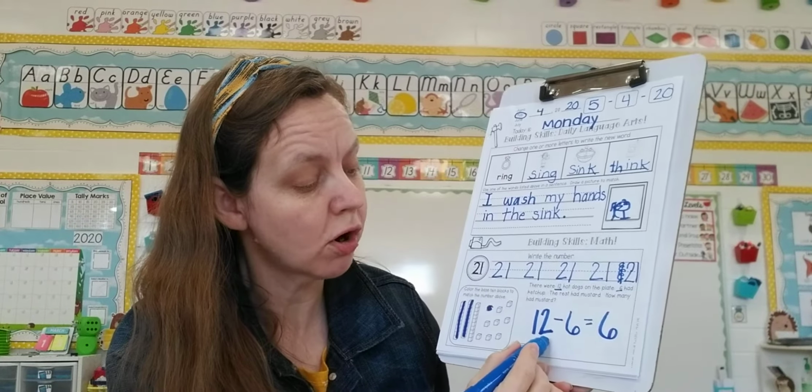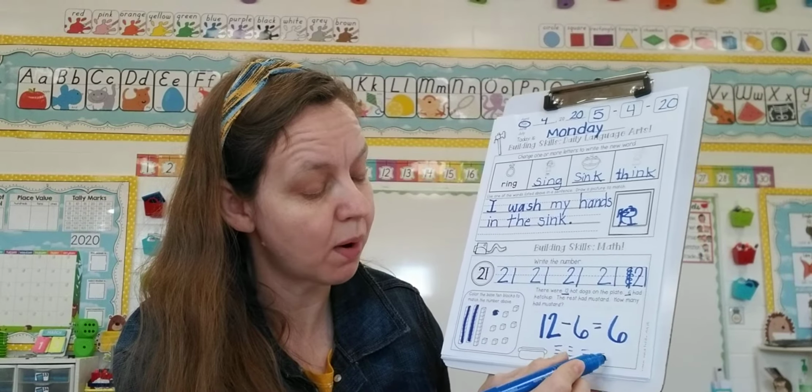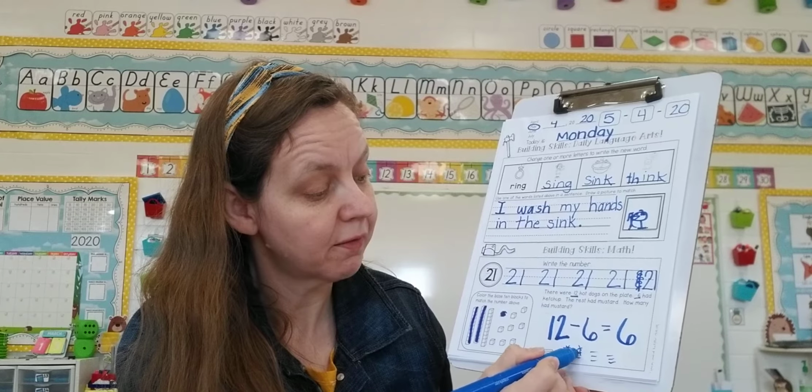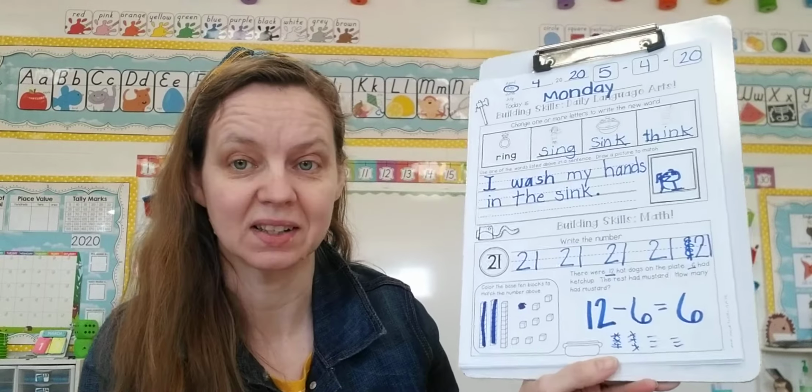draw 12. 1, 2, 3, 4, 5, 6, 7, 8, 9, 10, 11, 12. And then cross out 6. 1, 2, 3, 4, 5, 6. And you'll figure out how many are left. 1, 2, 3, 4, 5, 6. And it will give you your answer.